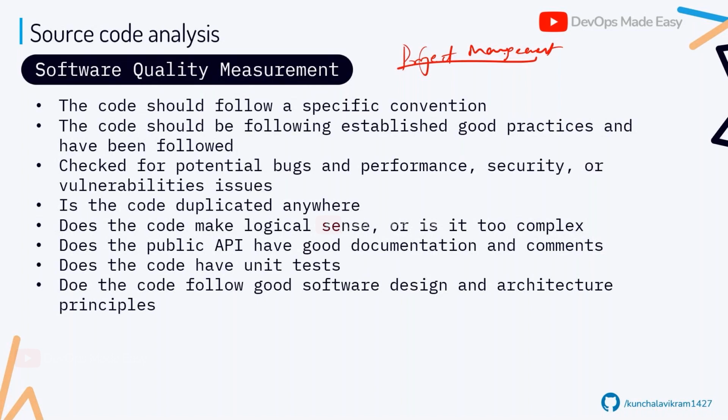So that's why we have src. Inside src we have main and test directories. Your main code goes into the main directory, test code goes into the test directory. So there is a different project structure Maven is following.